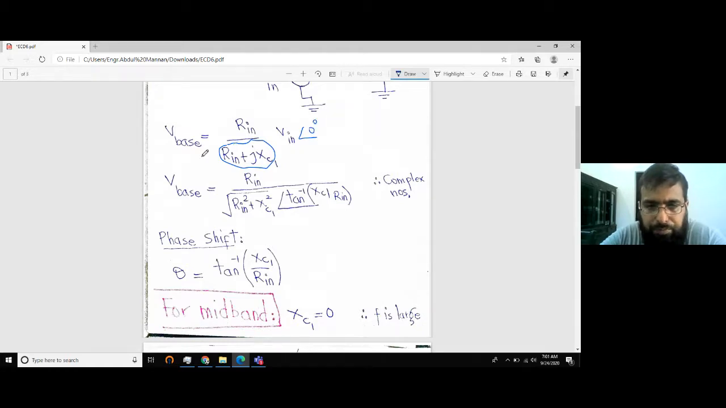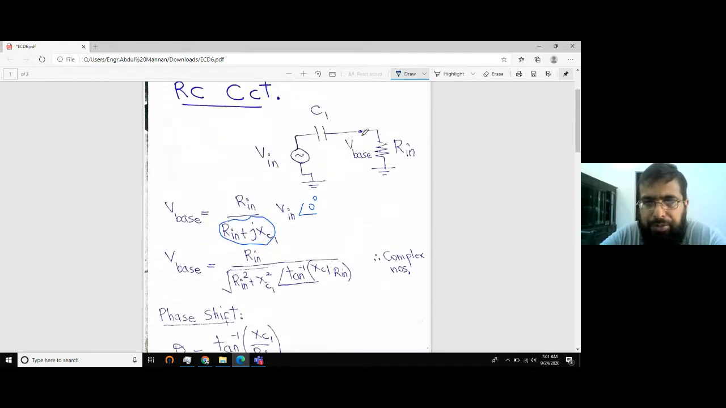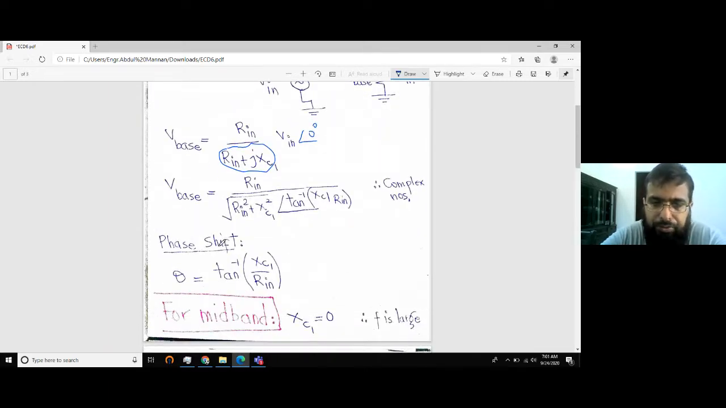So the voltage across R would be lagging, and it would be lagging at an angle of inverse tangent of XC1 over Rin. So it's a high pass circuit with this phase shift. Theta, the phase shift, is inverse tangent of XC1 over Rin.